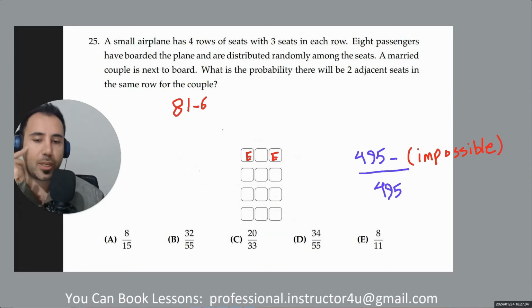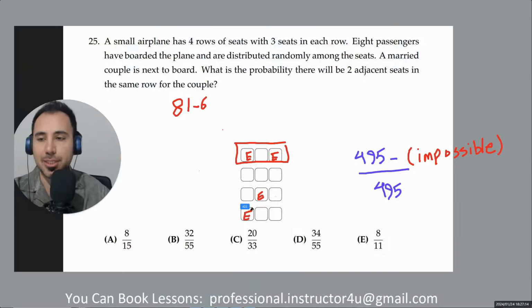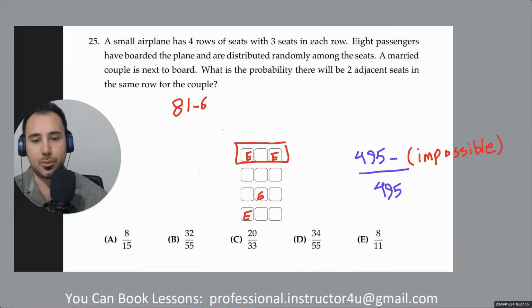There is one more way of counting this. What if we have 2 empty seats in one row, 1 empty seat in another row, and 1 empty seat in another row? That's the final one. We do this, the question's over. So let's do that.